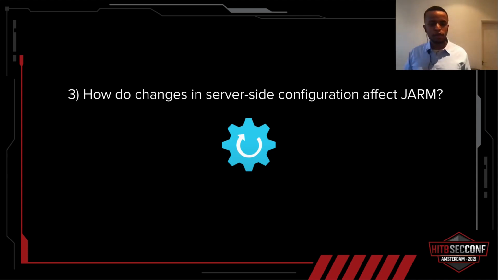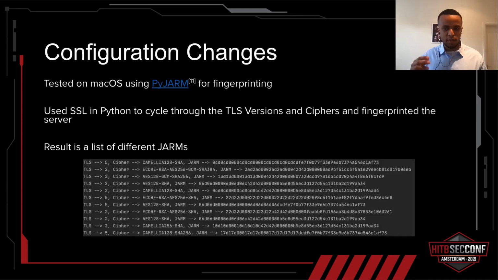So now that we've talked a little bit about what JARM is, what the weaknesses and challenges are, and how it works, let's talk a little bit about how these server-side changes or tweaks, specifically a TLS version and the cipher supported by the server, would affect the overall JARM fingerprint.